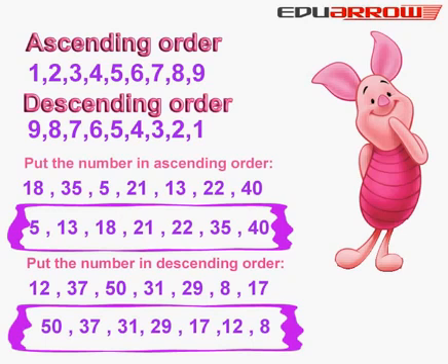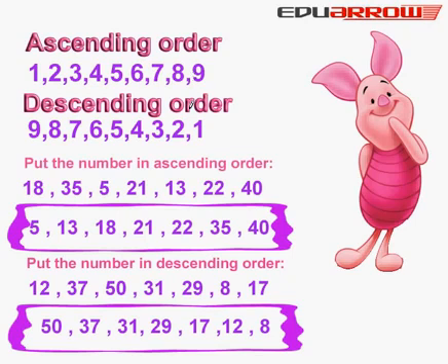In this tutorial, we will learn ascending order and descending order. When we arrange the numbers from lowest to highest, that is known as ascending order. For example, in this group, 1 is the lowest number and 9 is the highest number.